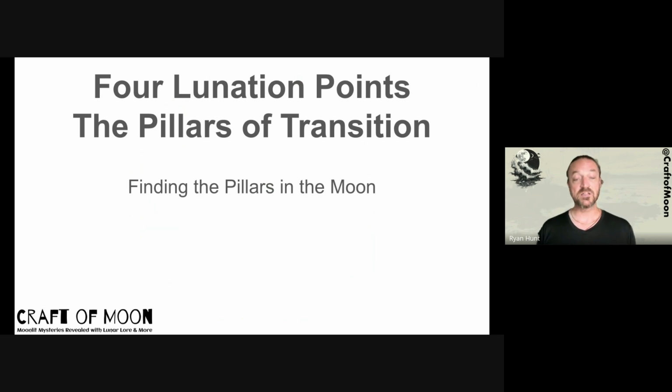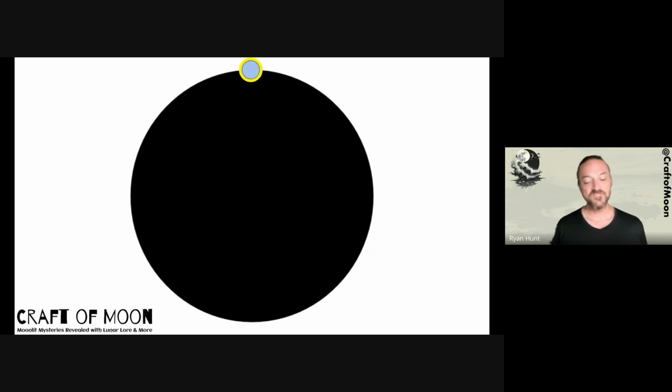So let's go ahead and start looking at where we find these 4 pillars of the lunation, these 4 points that are critical in the lunation cycle. Where do we find those pillars in the moon itself? The first is the dark moon. The dark moon is when the sun and the moon are in alignment in the sky. Now, they may not actually be precisely aligned. That happens when the sun and the moon are in alignment with the node of the moon, which we'll talk about later. We're not going to get into the nodes right now.